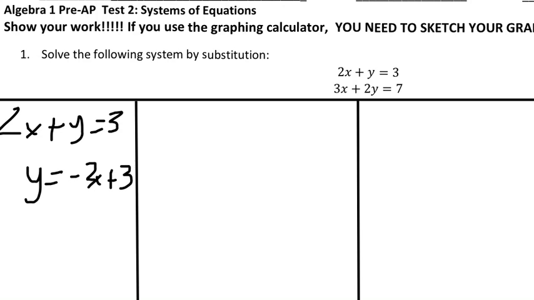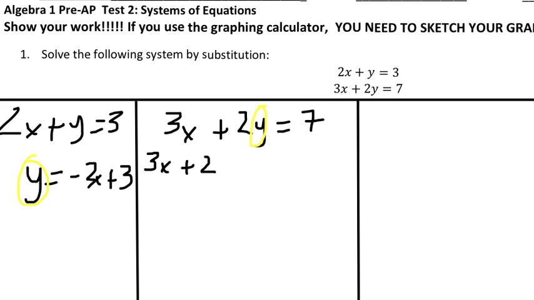And so now I have to write the second equation on the second spot. And here I have 3x plus 2y equals 7. Now I'm going to circle the variable I'm about to substitute for, which is y. And so I'm going to have 3x plus 2, and then in parentheses, I'm going to place my negative 2x plus 3. And this comes from the fact that y is equal to negative 2x plus 3.